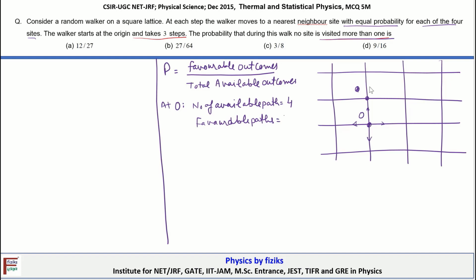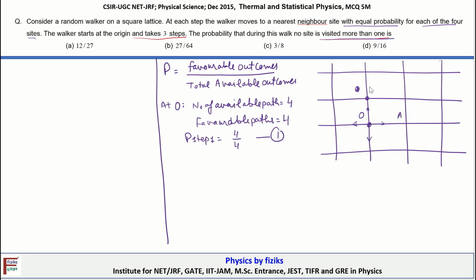Favorable paths are equal to 4 here. Okay, so therefore the probability of executing the first step, let's call this P step 1, is equal to 4 divided by 4. Okay, now suppose the walker has moved along direction O to A.